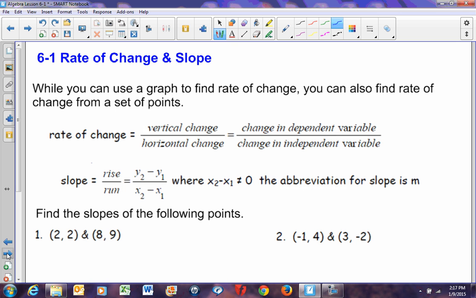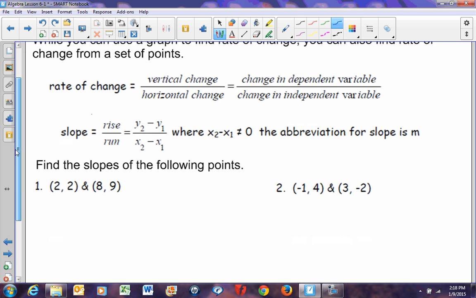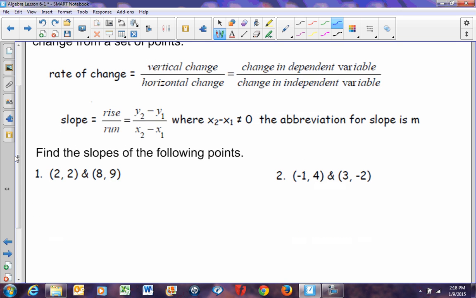We can also find the rate of change from a set of points. If you don't want to have to graph every blessed thing you do and then read it off of the graph to find slope, finding slope using a set of points is much easier. To find your slope from a set of points, you're still going to do rate of change, which is your vertical change over the horizontal change, which some books define as rise over run, which is y sub 2 minus y sub 1 over x sub 2 minus x sub 1, where x sub 2 and x sub 1 cannot equal 0. Don't get all confused with these little subscript things.